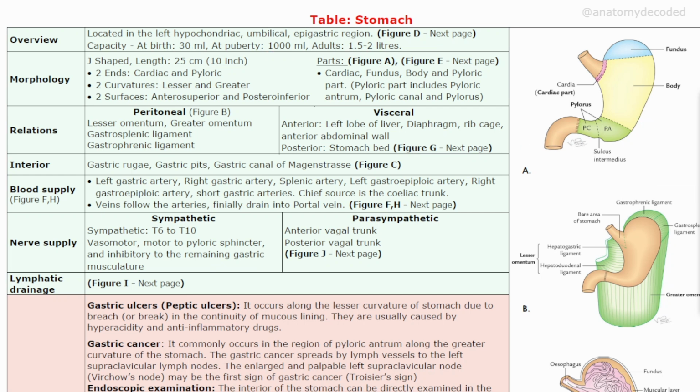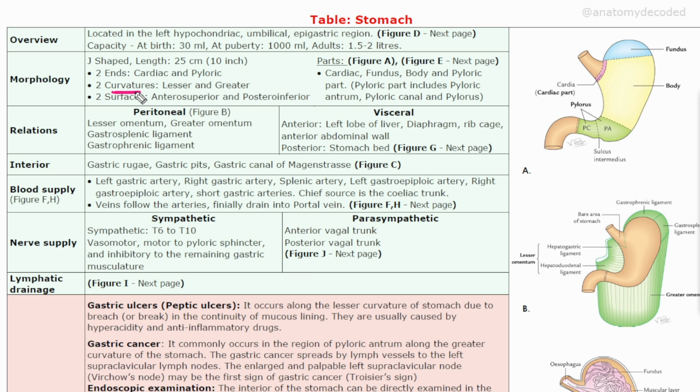Then the morphology of the stomach means the external features of the stomach. The shape is referred to as a J-shaped organ. In this image we can understand the shape, it's like a J. The length is around 25 centimeters, and it has two ends, referred to as the cardiac end and the pyloric end. So this one is the cardiac end and this is the pyloric end of the stomach.